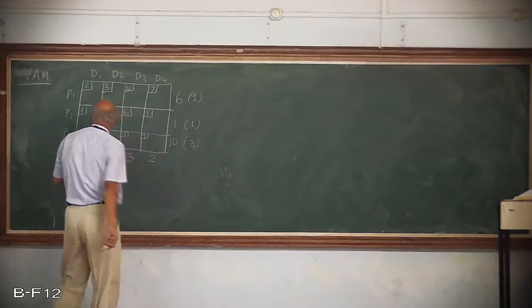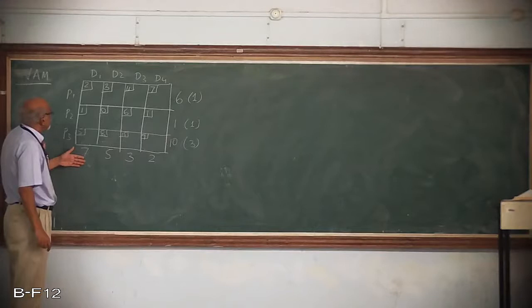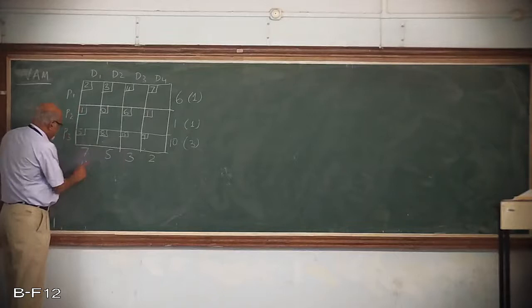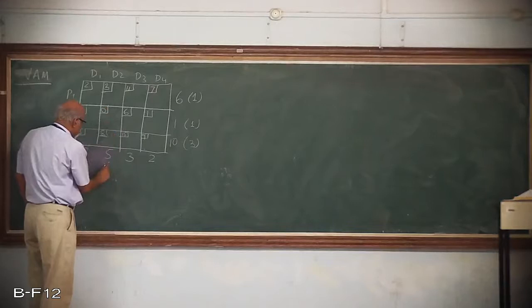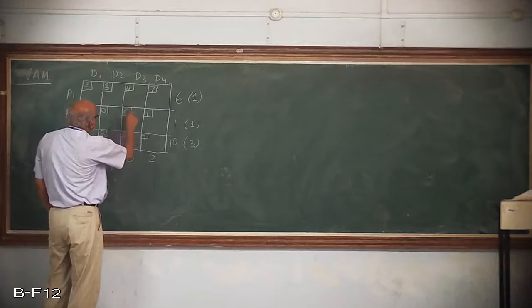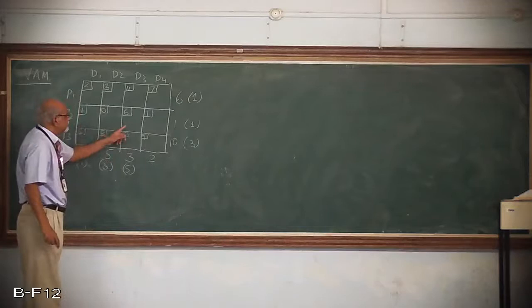Now if you go column wise, 2 and 1, and this one is 3 and 0, 3. This one is 11, 6, this is going to be 5. Okay, 11, 6, it is going to be 5. Next one is 7, 1, the difference is going to be 6.